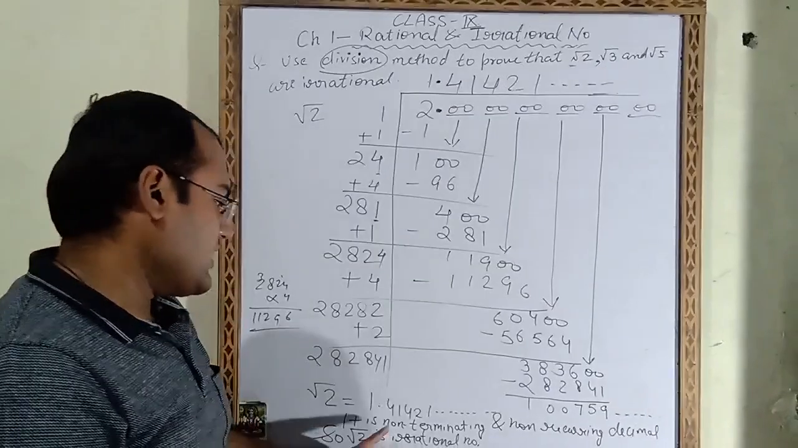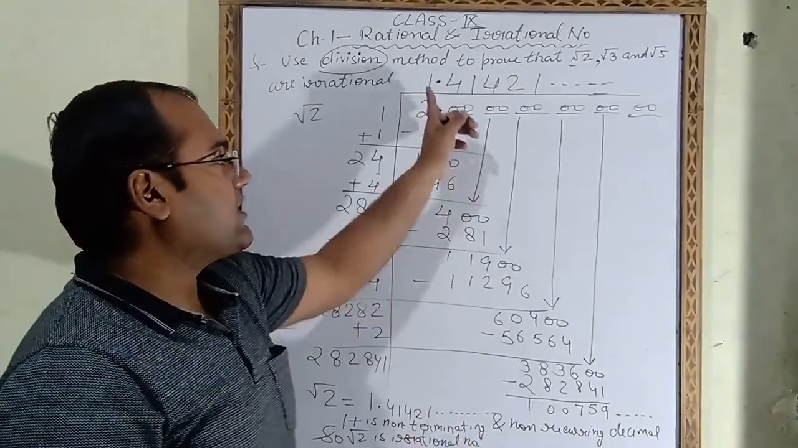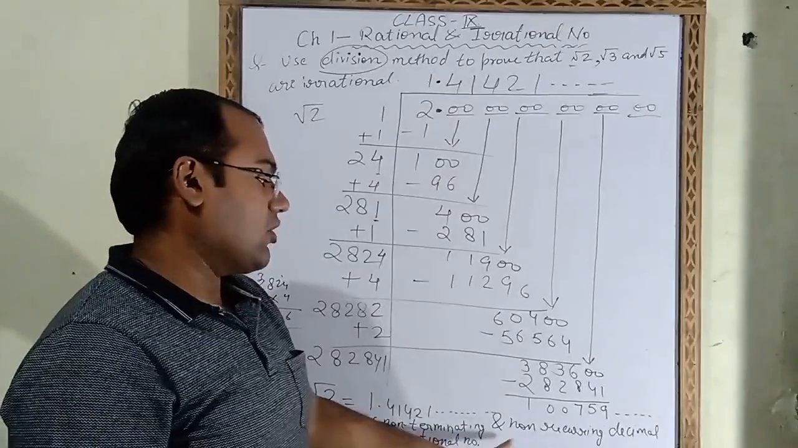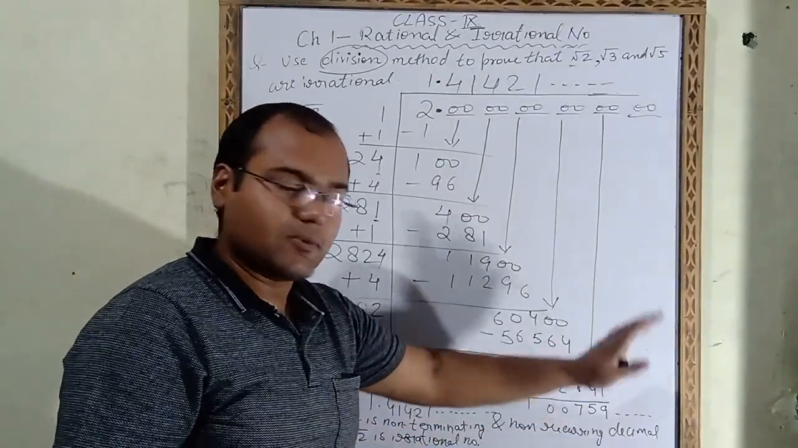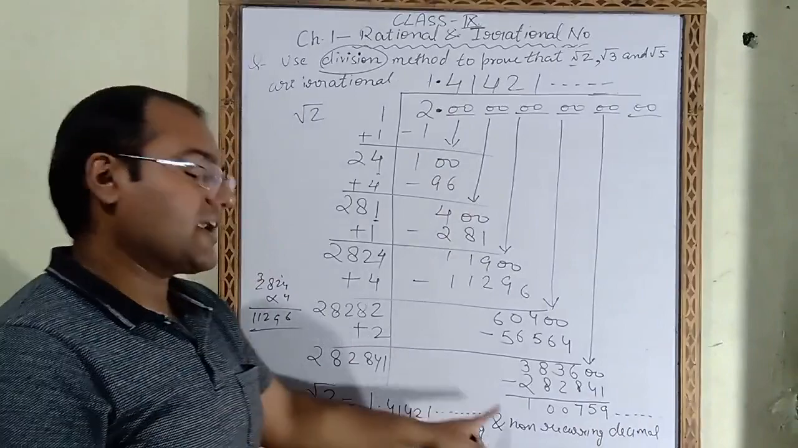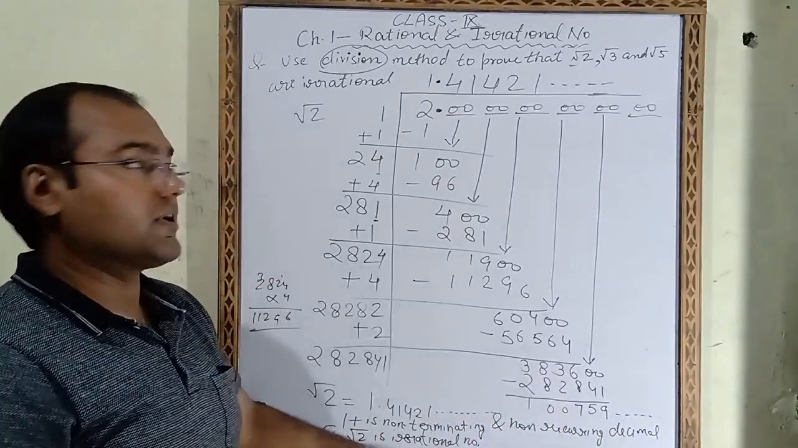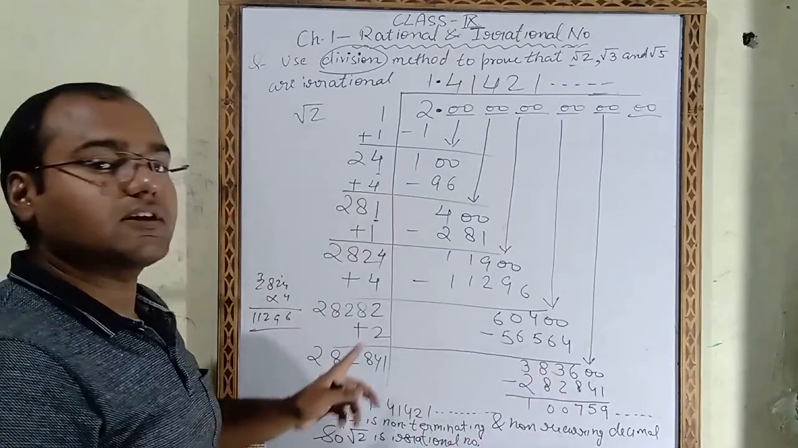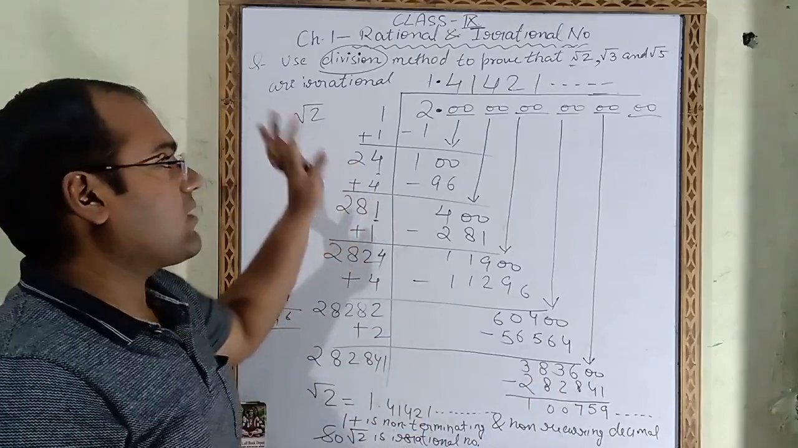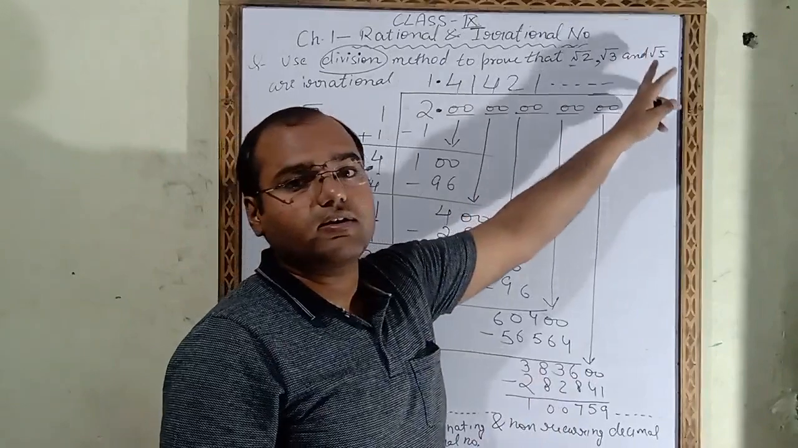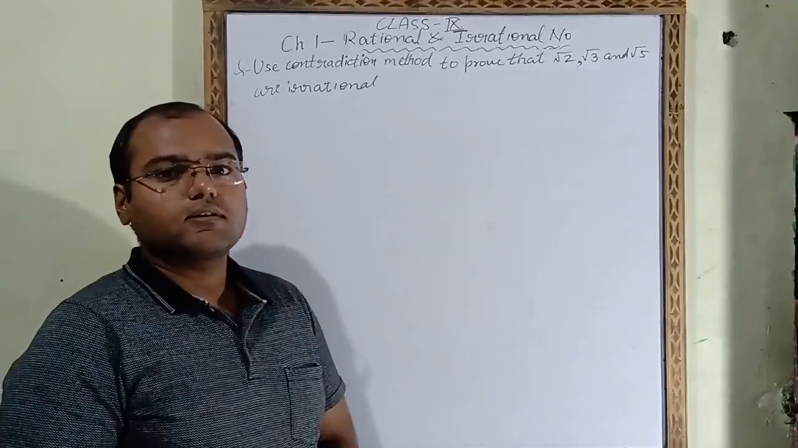That's why we will say it is non-terminating, and it is not repeating also. That's why it is a non-recurring decimal. So non-terminating and non-recurring decimal numbers are called irrational numbers. That's why this root 2 is irrational. In the same way, we will solve for root 3 also and root 5 also.